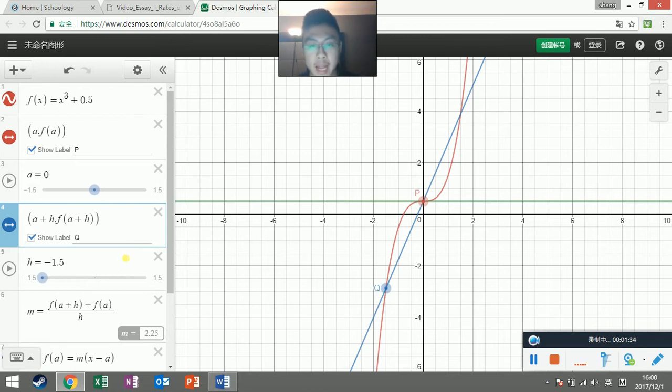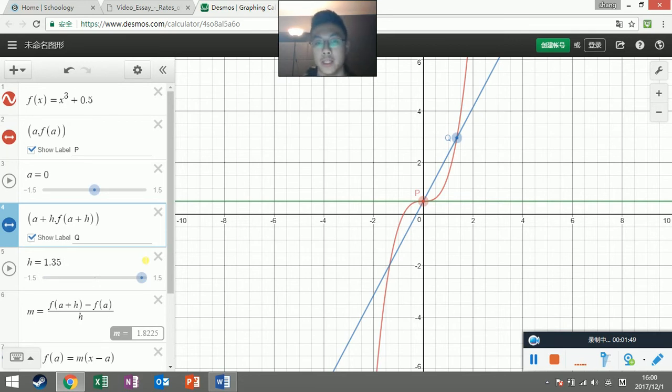And at this time, when h is negative, point Q and point P could form the preceding interval to help get the IRC formula and the IRC value. When point Q is on the right side of point P, point Q and point P could form the following interval to help get the IRC formula and IRC value.